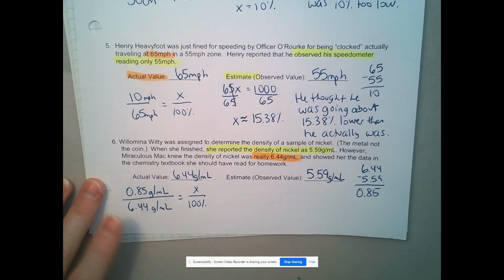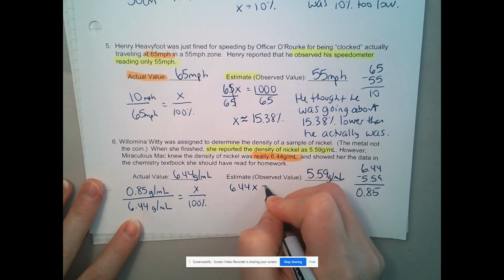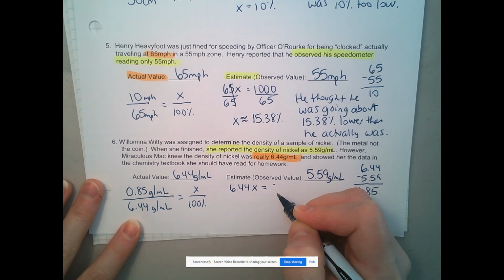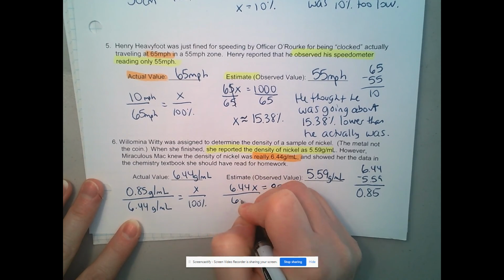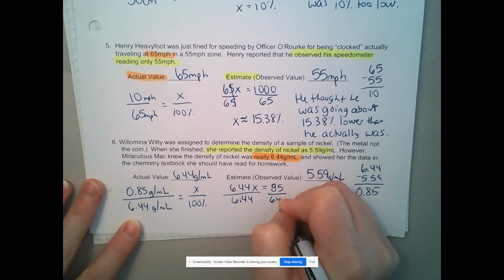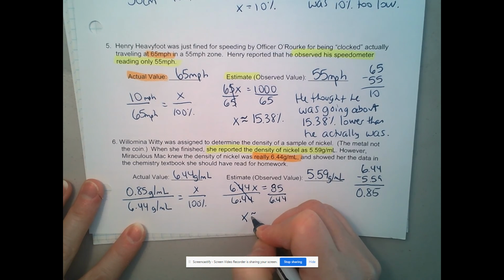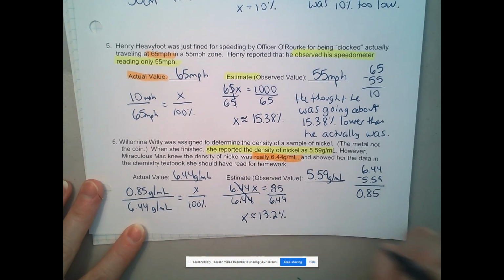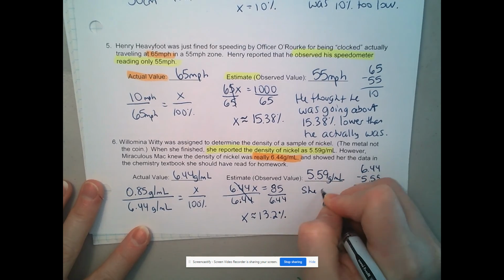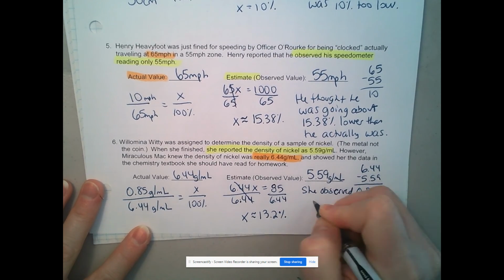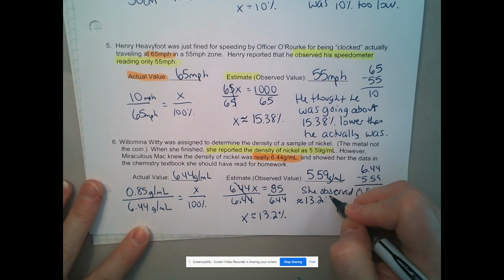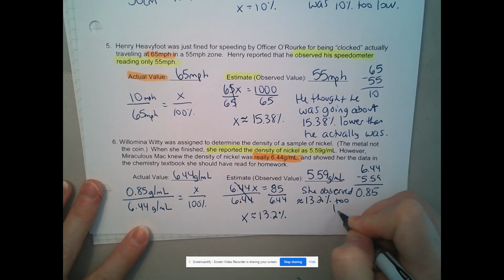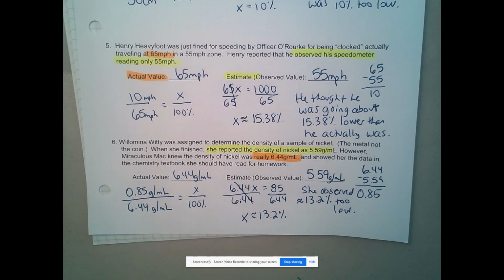So I'm going to cross multiply 6.44 times x equals 0.85 times 100, which is going to move my decimal point 2 places to the right, leaving me with 85. So I can divide both sides by 6.44, and I would get x is approximately 13.2%. So she observed 13.2, or about, I'll put the approximate just because I don't have space over here. She observed about 13.2% too low.